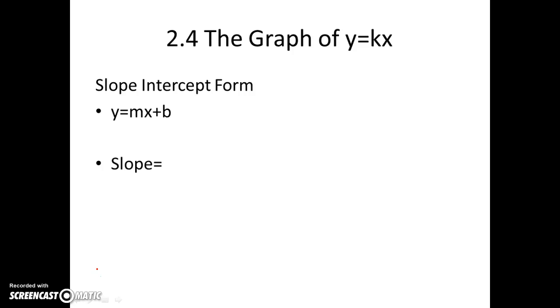Before we get into talking specifically about y equals k times x, we're going to first review slope-intercept form. As we can recall, slope-intercept form is y equals mx plus b, where the slope is the m and the b is the y-intercept. So that's just a review of what we know about slope and y-intercept and the slope-intercept form.